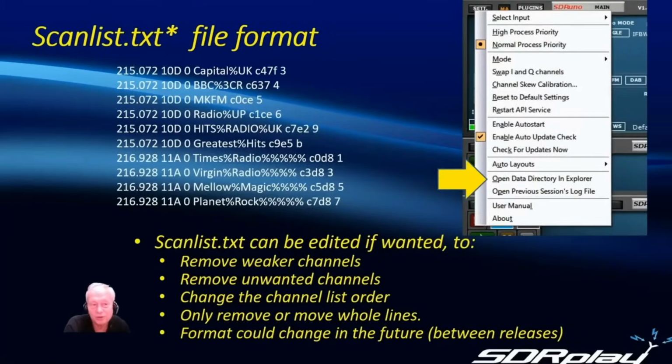You can access your scanlist.txt file by going to the Options menu within the SDR Uno main panel and opening up the data directory in Explorer. The scanlist.txt file has a single line for each of the stations in the channel list. You might want to remove weaker or unwanted channels or change the channel list order. If you edit this file, make sure you only remove whole lines at a time. A future upgrade may not be backward compatible, but we would always warn you if that's the case.